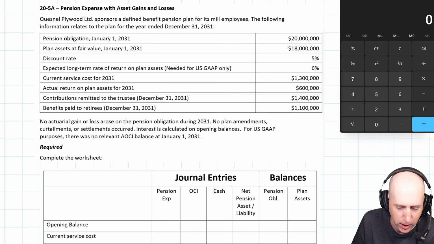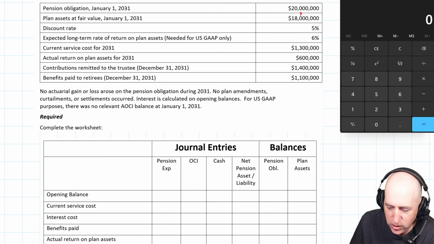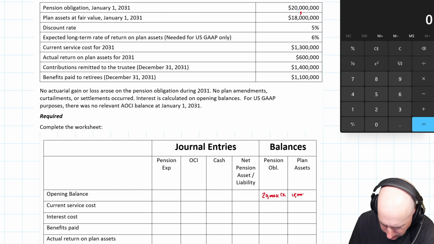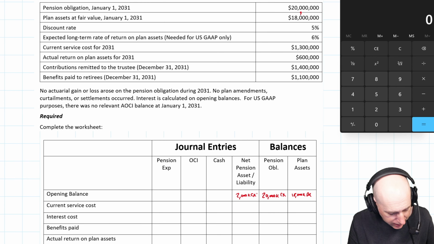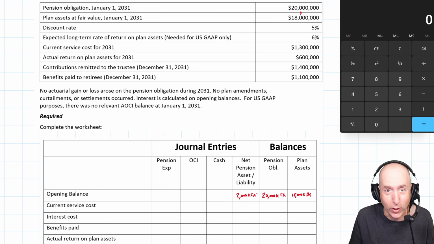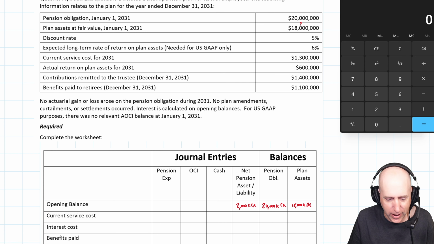We're given an opening balance of our obligation, $20 million. By the way, our assets, 18 mil. We're underfunded by $2 million. Our obligation is a $20 million credit balance, of course. Our asset is an $18 million debit balance, meaning our net is a credit, right? We net this out to a $2 million credit, and if you've got a credit in your net pension asset/liability account, it's, of course, a liability. Okay, let's see how this obligation or plan assets change.